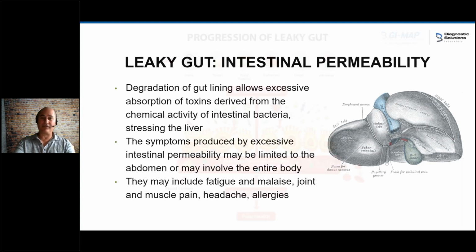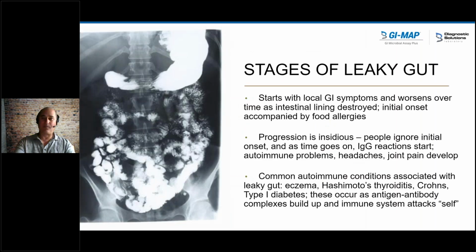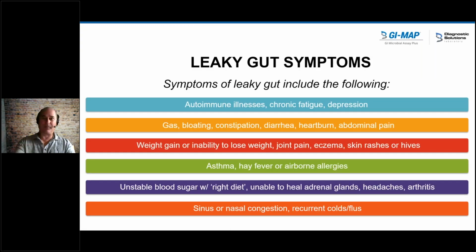And then there's a progression of leaky gut. It gets worse and worse and worse. There are stages of leaky gut connected with all these different problems, and then the symptoms of leaky gut. So check this out. The first line there: autoimmune, chronic fatigue, depression, should have weight gain too. We're not even talking about gut symptoms yet. The second line: gas, bloating, constipation, diarrhea, heartburn, abdominal pain. And then we're right back to non-GI symptoms: weight gain, inability to lose weight, joint pain, eczema.